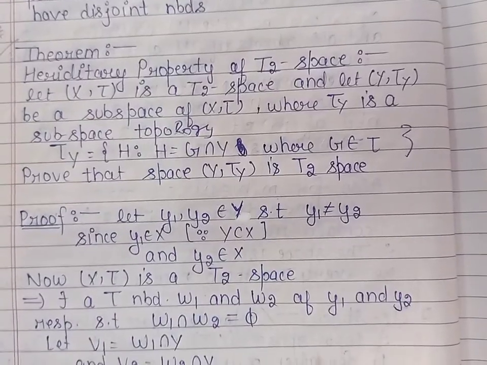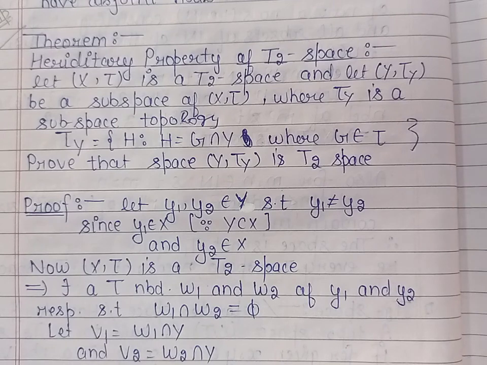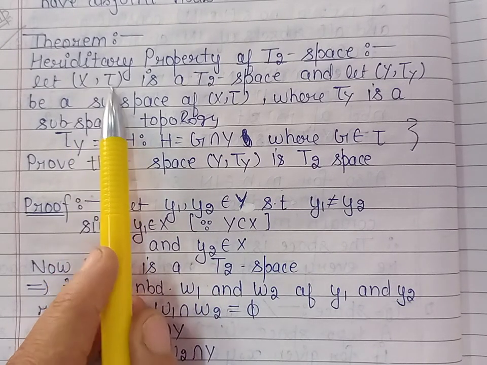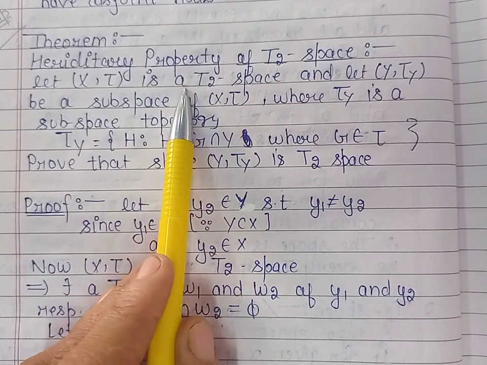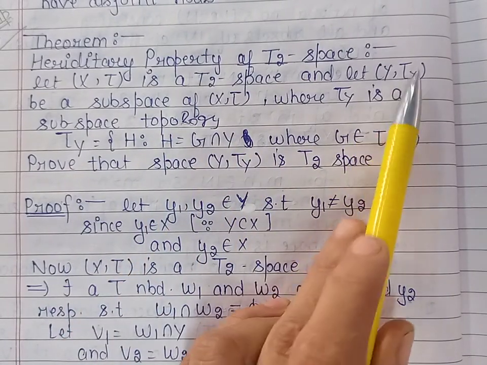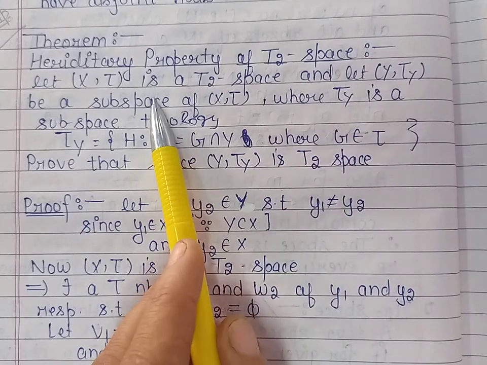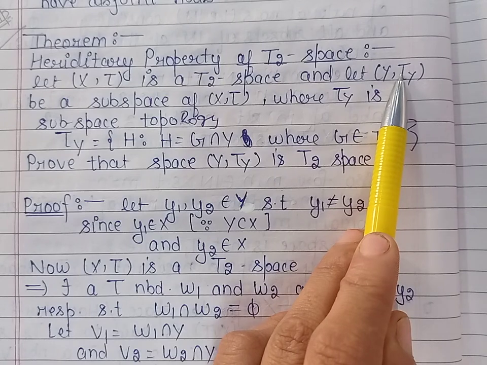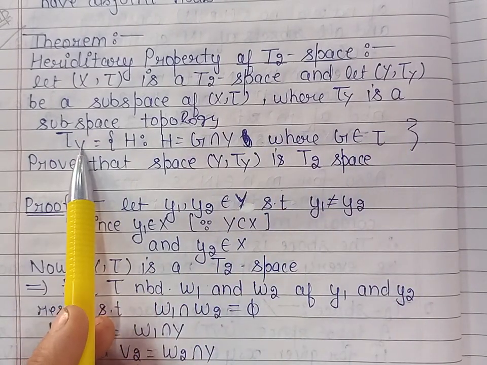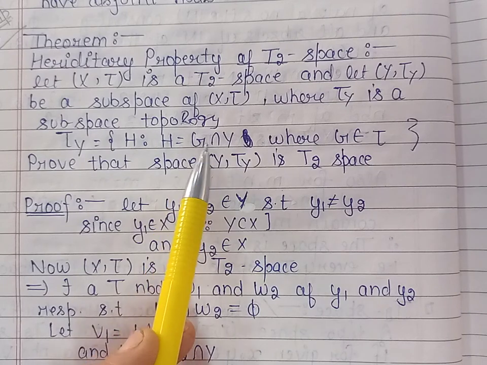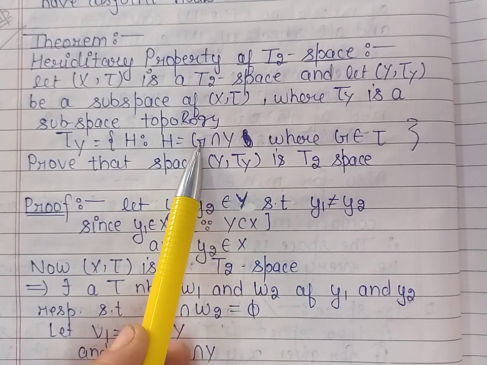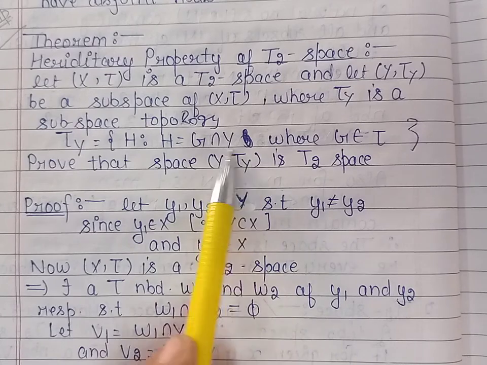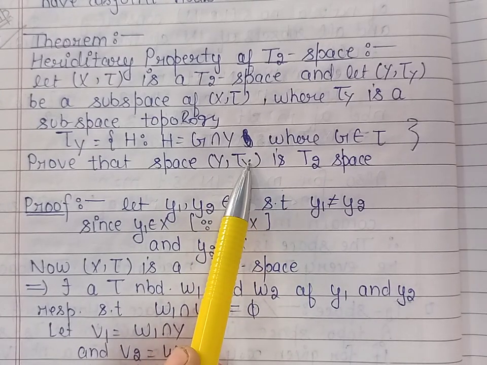Now next we do the hereditary property of T2 spaces. It means we have to prove that a subspace of a T2 space is T2. So let us take (X, τ) to be a T2 space and Y with topology τ_Y a subspace of the space (X, τ). Here τ_Y is the subspace topology which consists of the members of the form of intersection of Y with the members of τ. We prove that this subspace is T2.